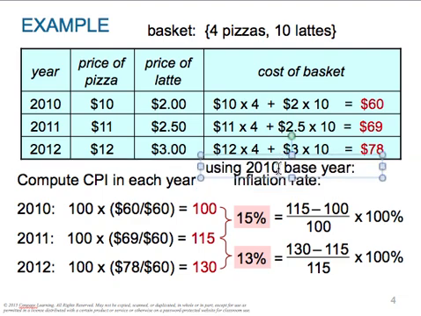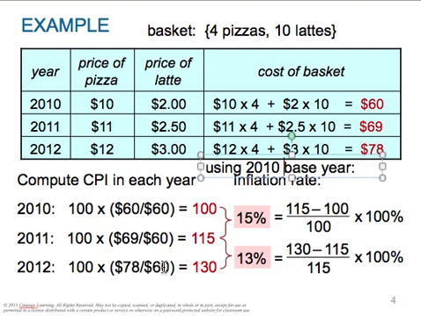All right. Now, we can compute CPI in each year and get the inflation rate. And here, in this example, we're using 2010 as the base year. Okay. Now, in 2010, we take 100 times 60 over 60, because that's the cost of our basket in the base year and the cost of our basket this year. We get 100. Okay. 2011, cost of the basket is $69 and the base year was 60. Again, we're using 2010 here as the base year. We get 115, multiplied by 100, put in percentage terms.